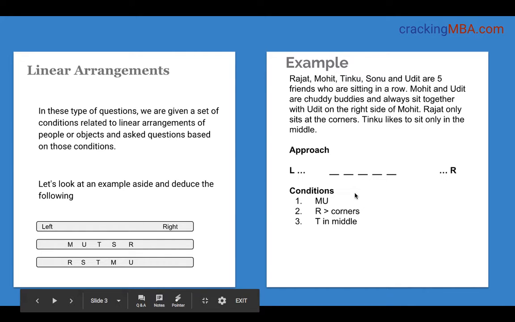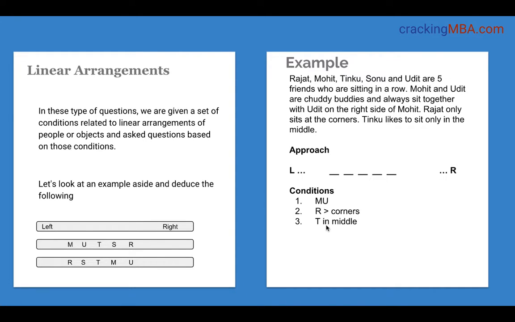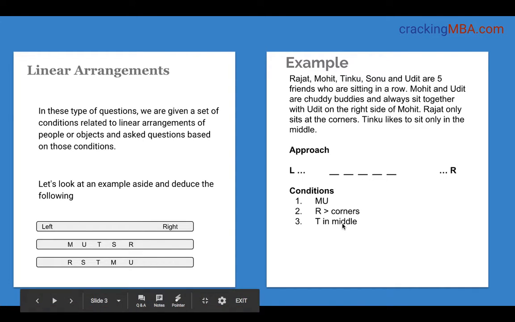So let us first start writing the conditions below. We can see that Mohit and Udit are always sitting together and Udit is on the right side of Mohit. So the combination is always MU, where U is on the right side of M. Next condition is Rajat always sits in the corners. That's another condition specified. And the third one is Tinku likes to sit only in the middle. So that is another condition which I've mentioned.